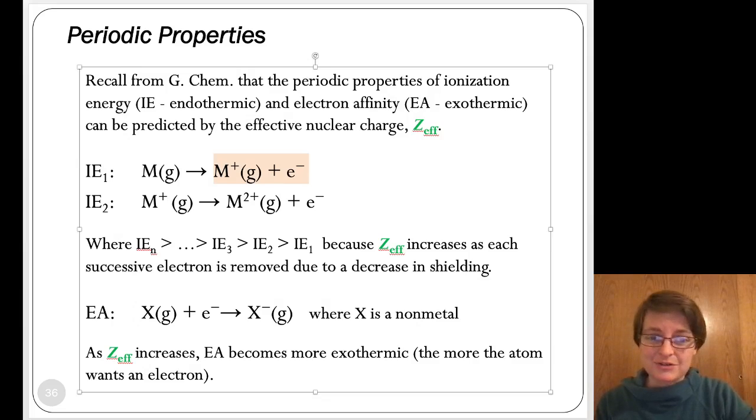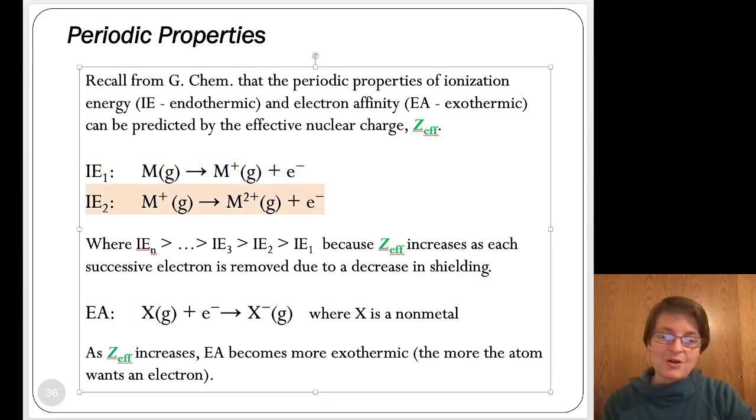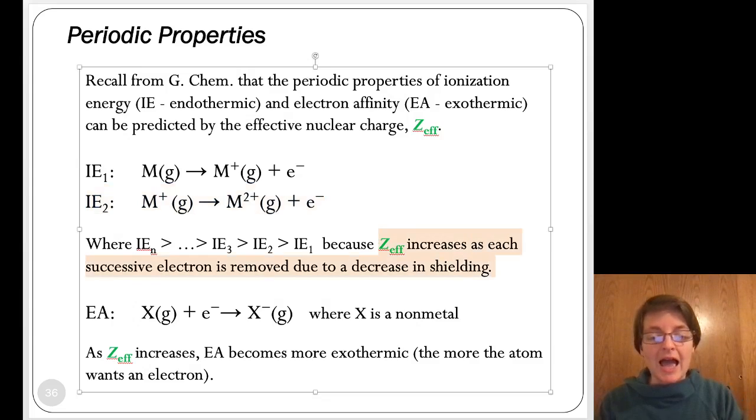We can also see in terms of periodic trends that if I start talking about successive ionization energies, so I have a first ionization energy where I remove one electron, and a second ionization energy where I take the resulting cation and I remove a second electron from it, that means that my second ionization energy is going to be even bigger than the first, because Z-effective is increasing as each successive electron is removed, because each time I remove an additional electron, there's less and less shielding for the remaining electrons.